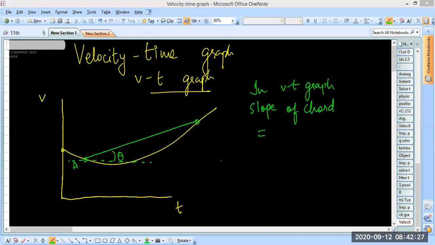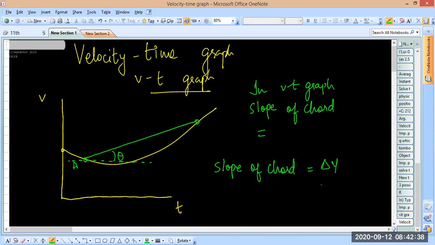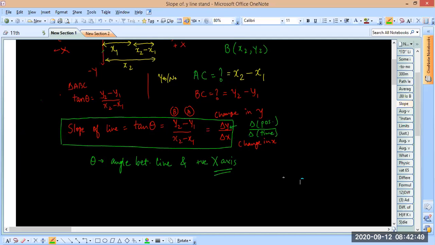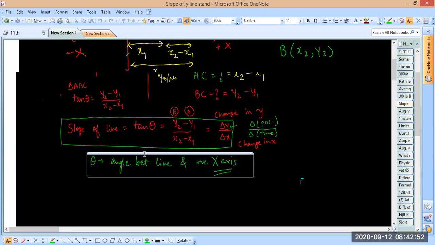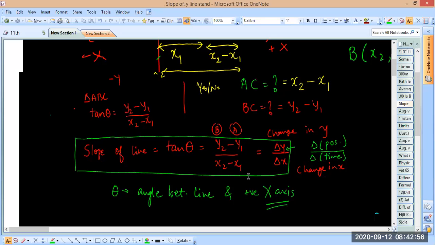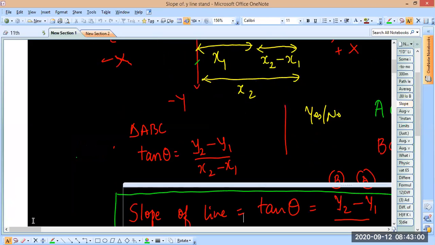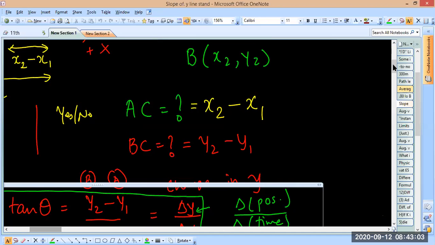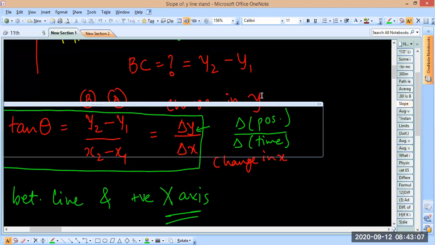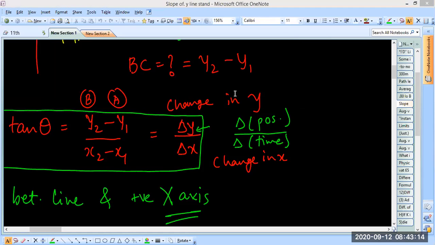Look here. If it is any kind of graph, the slope of a chord is always equal to delta y by delta x. I hope you all remember that. We talked about it very early in the chapter. If you have a line, then the slope of that line is equal to delta y by delta x, correct? So here, in our situation, we are drawing a VT graph right now. Okay, so let's go back to our page.